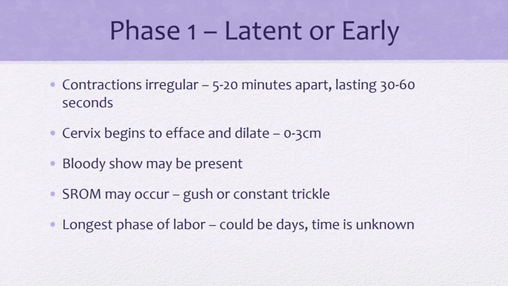In latent or early labor, contractions are irregular, anywhere from 5 to 20 minutes apart, lasting 30 to 60 seconds. The cervix begins to efface and dilate up to 3 centimeters. Bloody show may be present. Spontaneous rupture of membranes may occur. It may come as a gush of fluid or just a constant trickle.